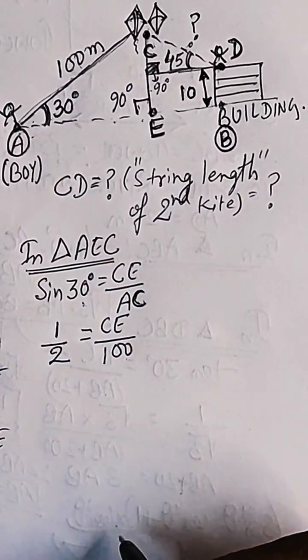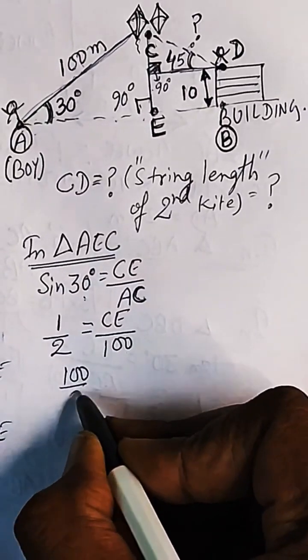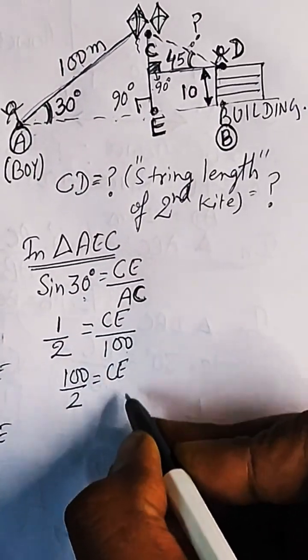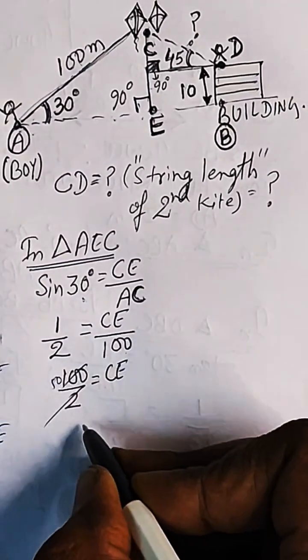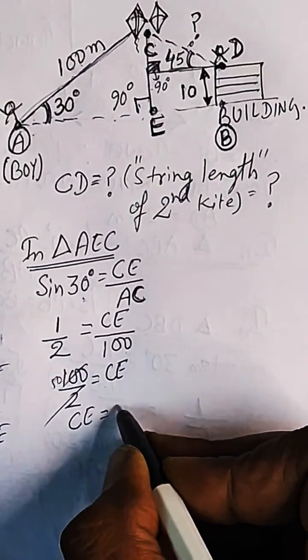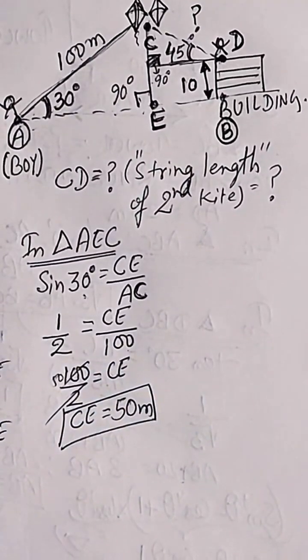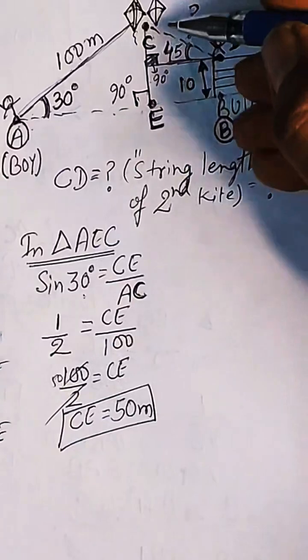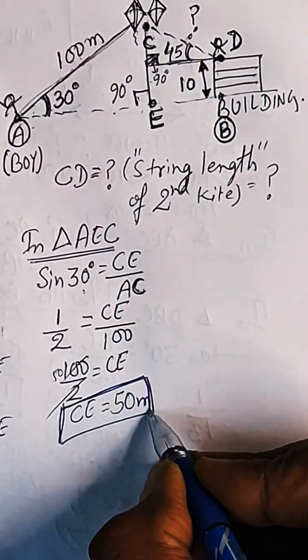So, this will give you the value of 100 by 2 as the length of CE, which is coming as equal to, 2 will divide 100 in 50 times. So CE is equal to 50 meter. CE is equal to 50 meter, my dear friends. That means we have calculated this length C to E, and that is equal to 50 meter.